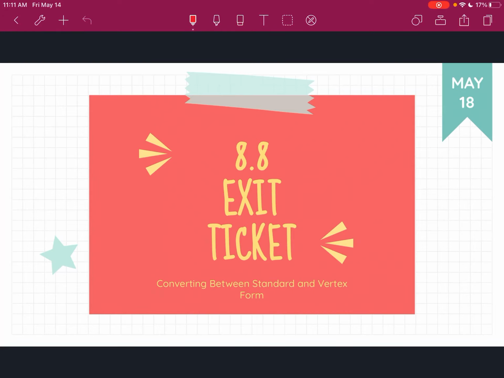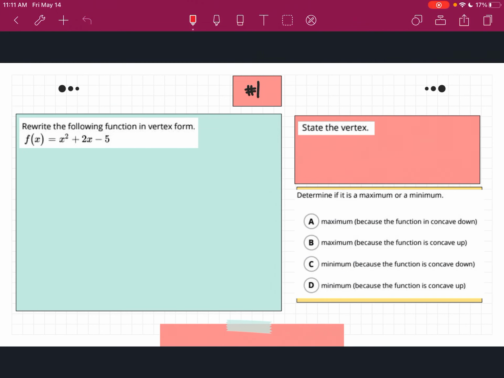This is the 8.8 exit ticket where we're going to practice converting between standard and vertex form. Number 1, rewrite the following function in vertex form. f of x equals x squared plus 2x minus 5. Remember, you need to complete the square to write this in vertex form.